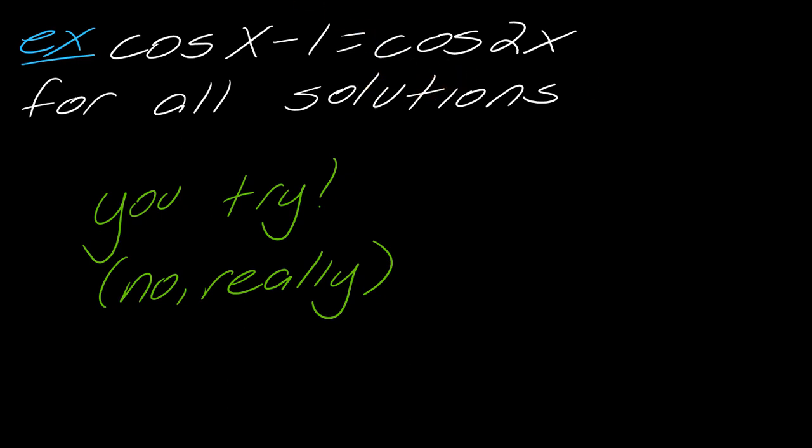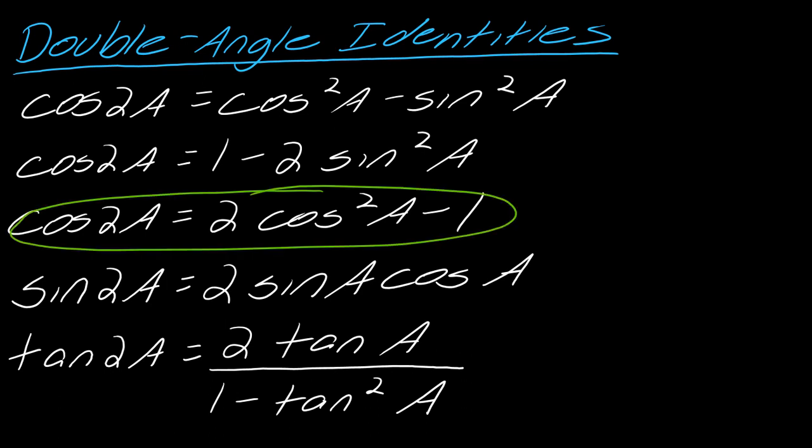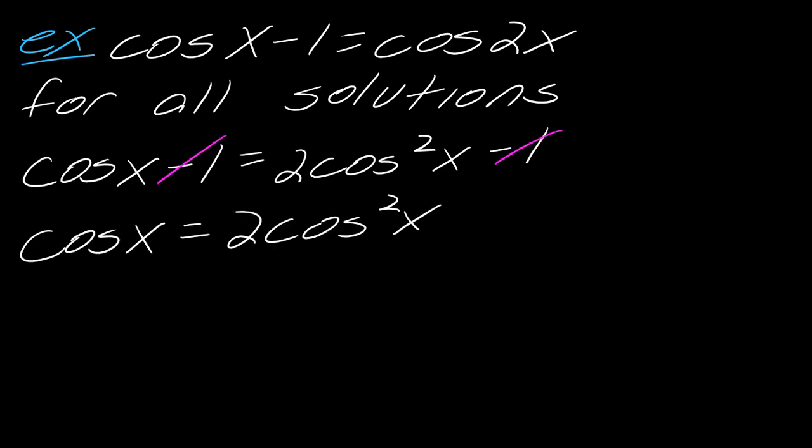Okay, so I've got cosine of 2x. This is just screaming for a double angle identity, right? So when I think about my double angle identities, I probably want to use this one so that I get everything in terms of cosine squared. So I replace my cosine of 2x with 2 cosine squared x minus 1. And now I want to bring everything to one side. Notice that the -1s will drop out, so I'm left with cosine x equals 2 cosine squared x.